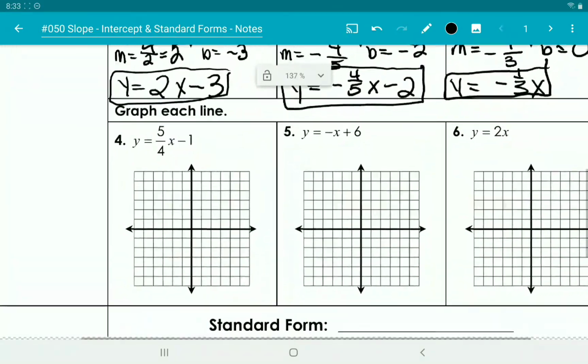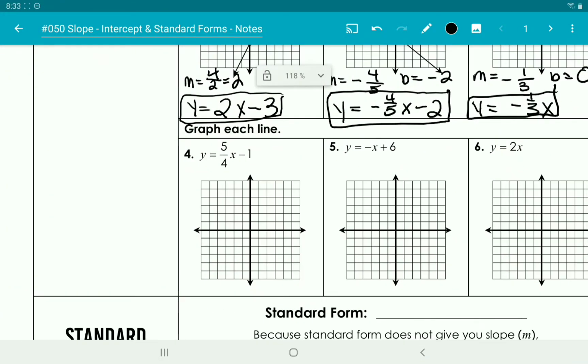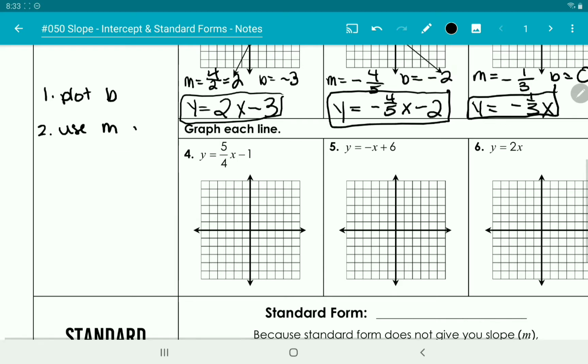So let's graph these lines. Okay? So our first step is we're going to plot the y-intercept. Then we're going to use the slope, this m, to plot another point. Okay?